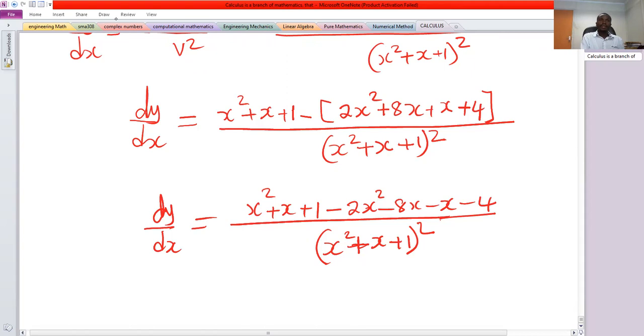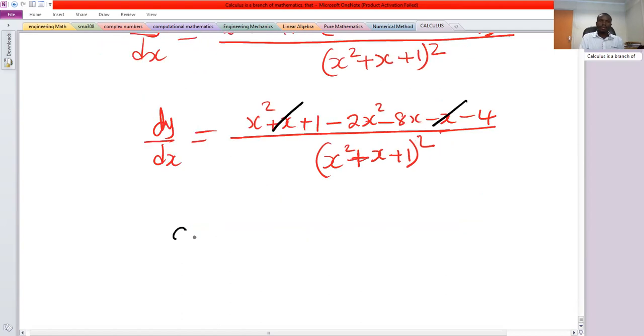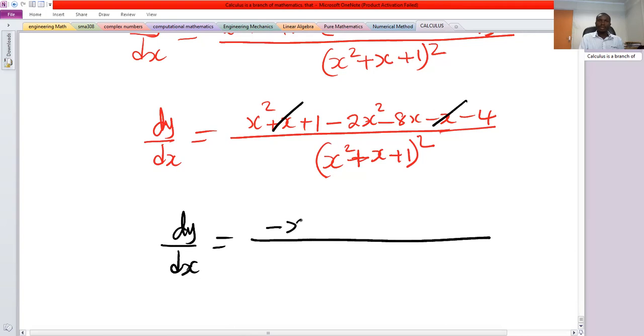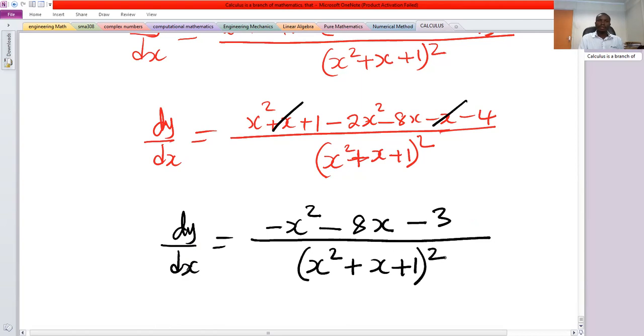So you see, in this case, x and minus x cancel out, so that we have dy/dx: x squared minus 2x squared is minus x squared, and then minus 8x, and then 1 minus 4 is minus 3, over (x squared plus x plus 1) squared. They have minus x squared minus 8x minus 3 over the square of this.